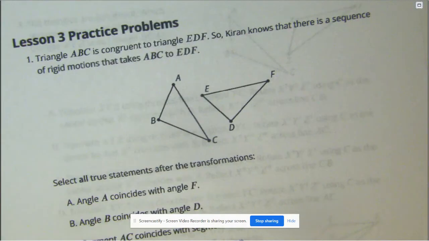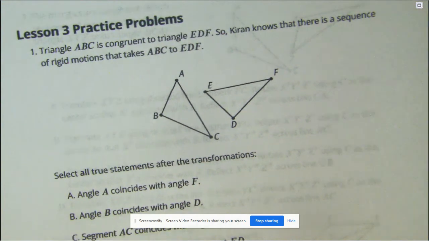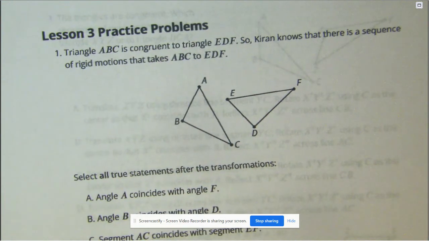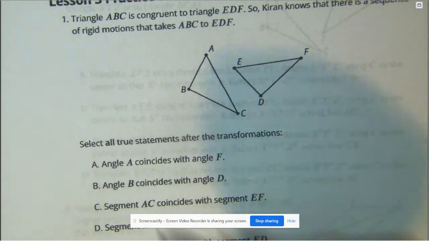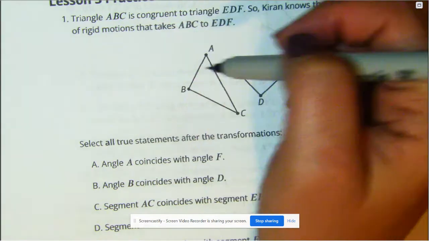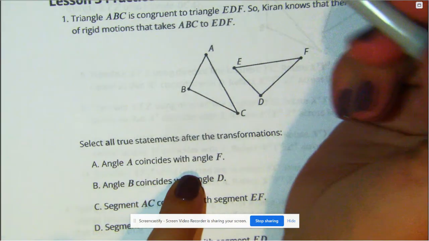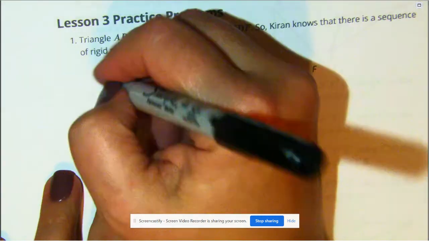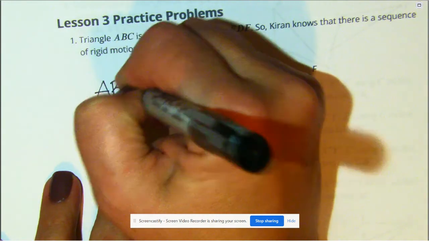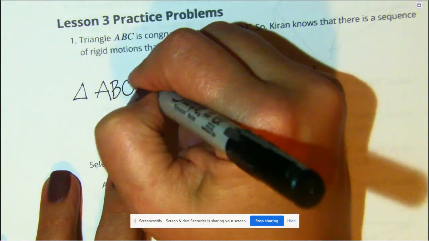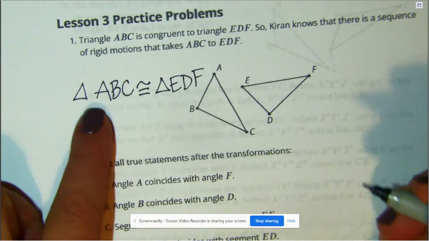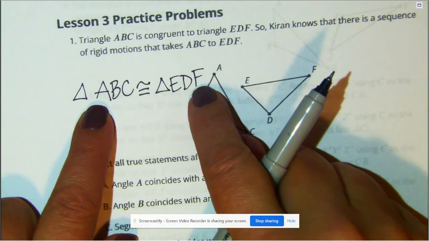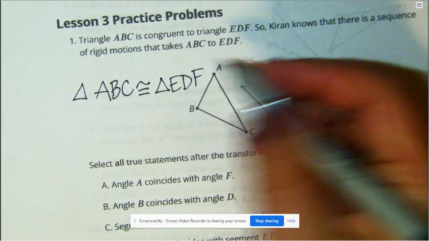I'm going to be doing lesson 3 practice problems. Triangle ADC is congruent to triangle EDF. So Kieran knows that there is a sequence of rigid motions that takes ABC to EDF. Select all true statements. Angle A coincides with angle F. I'm just going to look at the way it's written, right? Because there is a rigid motion, that means they're congruent, and they made the statement up here. So does A correspond to F? No, A corresponds to E.